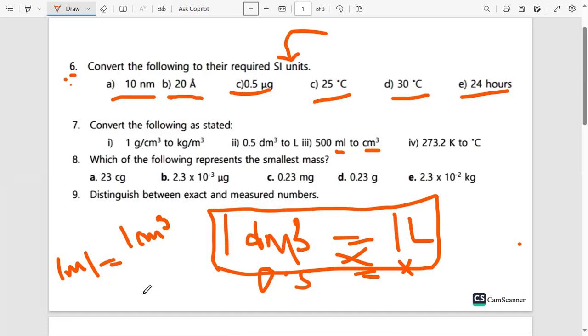So know this relationship when you're dealing with volume. These are very common relationships. You have to know them by heart. 1 milliliter is equal to 1 cubic centimeter, and 1 liter is the same as 1 cubic decimeter.